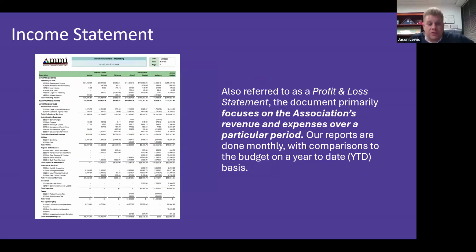Let's move on to income statement, income and expense statement, profit and loss, many names. Michelle, back over to you.